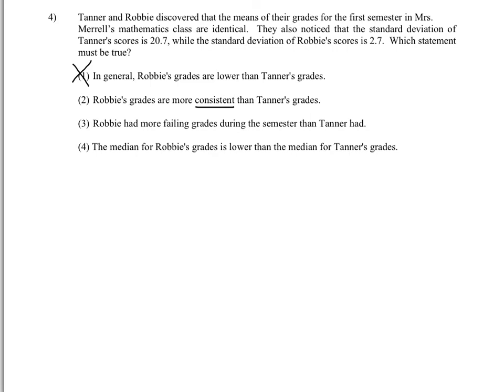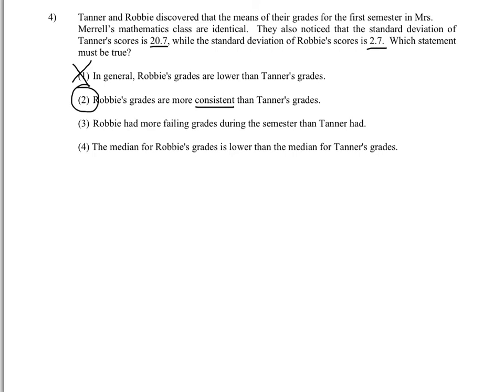Let's look to see if that's supported by the standard deviation. We find that Robbie's standard deviation is a score of 2.7. I misspoke, getting that backwards. 2.7. That's a very small standard deviation. That means that his scores, his other grades, are nice and tight right around his mean. They're not very spread out. Compared to Tanner's score, which is 20.7, his scores are really spread out. He probably had some really high grades and some really low grades. So looking at the information that we're given, I think we could make that decision that it's true that Robbie's grades are more consistent than Tanner's grades.